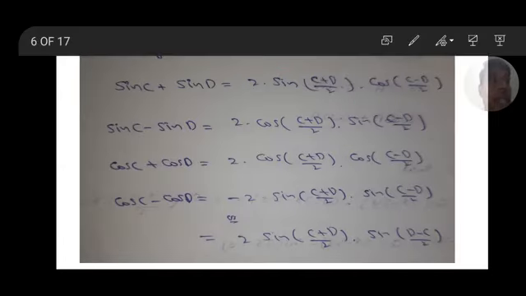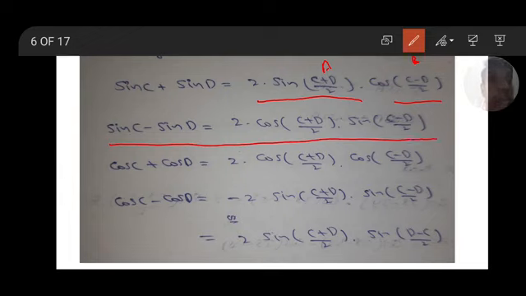We get sin C plus sin D equal to 2 sin of C plus D by 2 into cos of C minus D by 2. Here we have sin A cos B, A plus B. And next formula, sin C minus sin D equal to 2 into cos of C plus D by 2 into sin of C minus D by 2. Next, cos C plus cos D equal to 2 into cos of C plus D by 2 into cos of C minus D by 2.